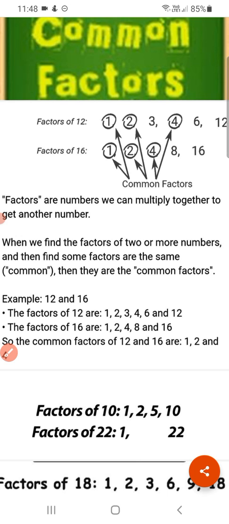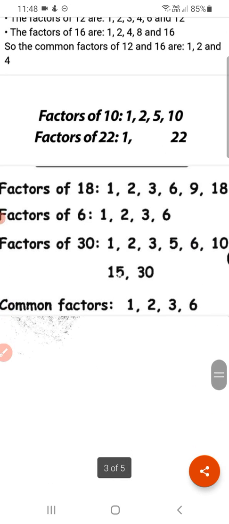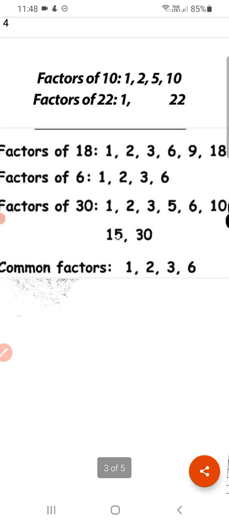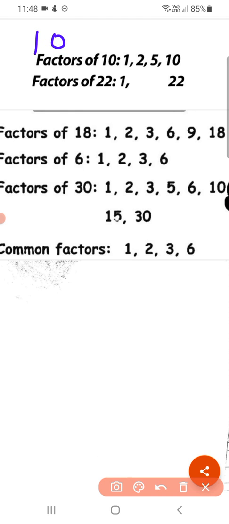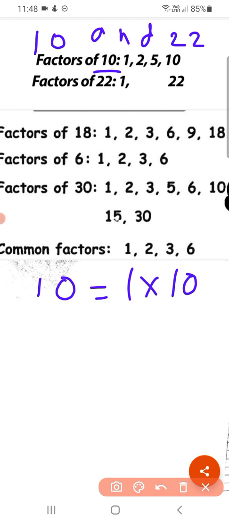Let us do more examples, children. Here in this question, we are finding the common factors of 10 and 22. First we have to find the factors of 10. 1 times 10 is 10. 2 fives are 10. So the factors of 10 are 1, 2, 5 and 10.